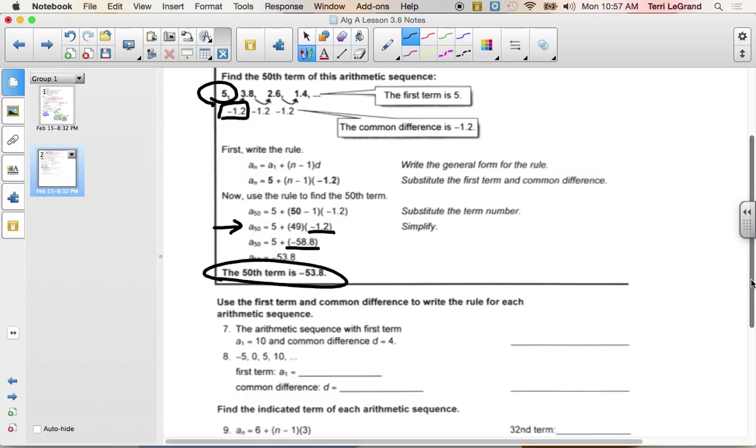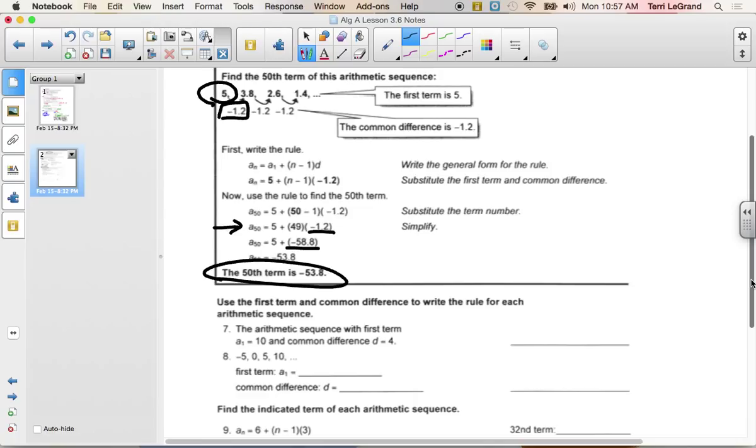So as you go along in the terms, this one started at 5, it went to 3.8, then it went to 2.6, and then it went to 1.4. Is it growing? No, it's getting smaller. So if you ended up with the number, let's say, a positive 53.8, would that make sense? That the 50th term would be 53.8?